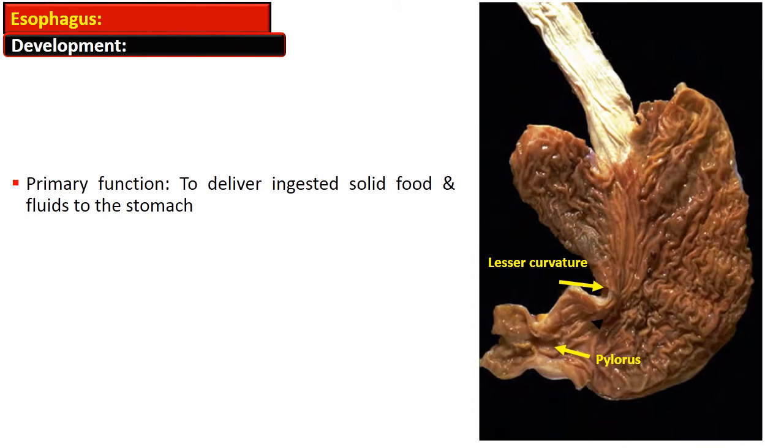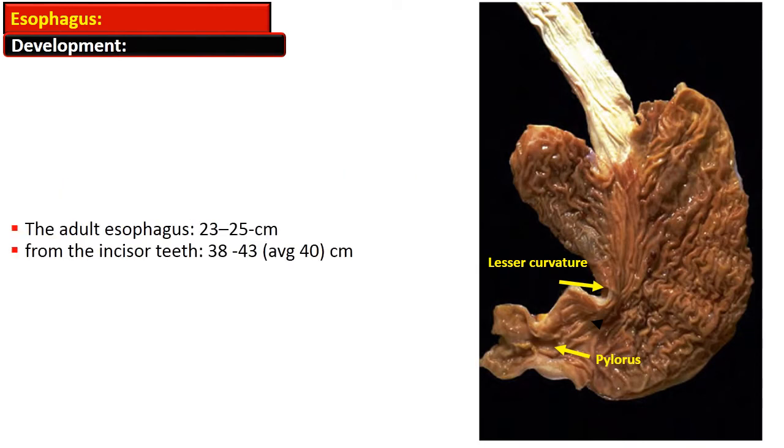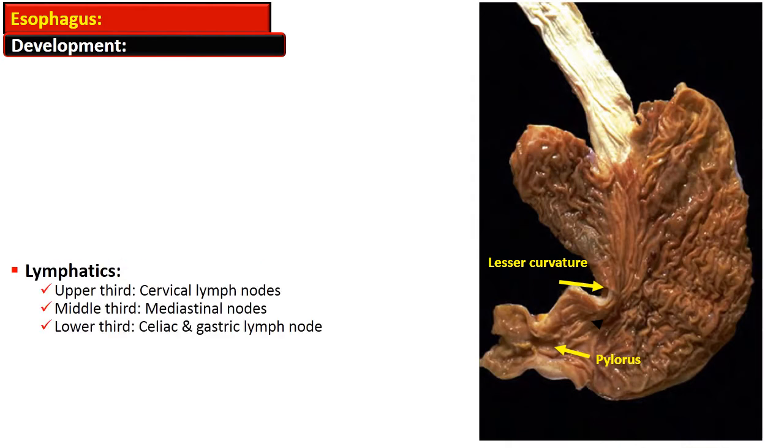The primary function of the esophagus is to deliver ingested solid food and fluids to the stomach. The length of the adult esophagus is between 23 to 25 centimeters, while for endoscopy it is measured from the incisor teeth to the gastroesophageal junction, where the length is 38 to 43 centimeters and the average is about 40 centimeters. The normal color of the mucosa is white to tan.